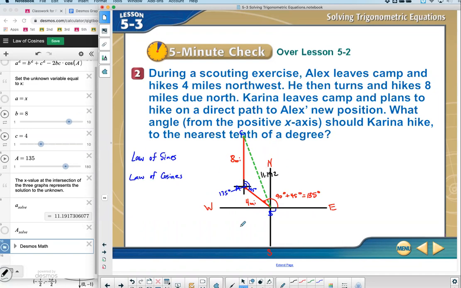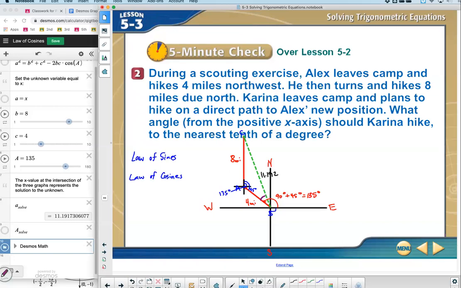11.192. Now, what does that do for me? Well, now I can turn and find this angle here. And once I find this angle here, I can subtract from 135 to get that angle there. Okay, so now let's find this angle from there to there. So I'll go purple here.